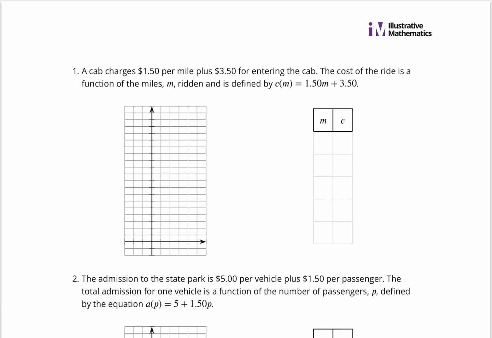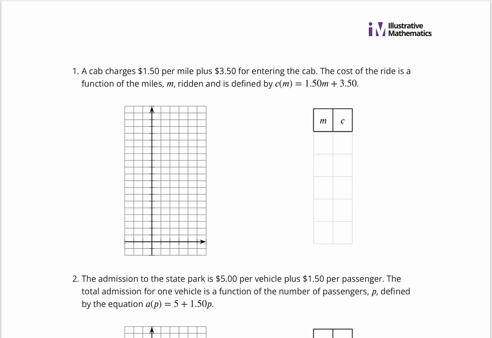All right, so let's keep all that in mind and look at this first situation. A cab charges $1.50 per mile plus $3.50 for entering the cab. The cost of the ride is a function of the miles m ridden and is defined by C(m) equals 1.50m plus 3.50. So I get to pick my input values here and then calculate my output values.